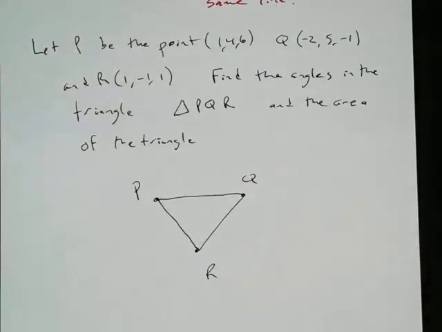I want you to find 3 angles and an area. Which angle do you want to find first? The angle at P, the angle at Q, the angle at R. All right, if we're going to do the angle at P, how am I going to do that angle? I want to find an angle. Angles were what we used the dot product for, right? But I need 2 vectors to do a dot product. What 2 vectors do I use to find the angle at P?